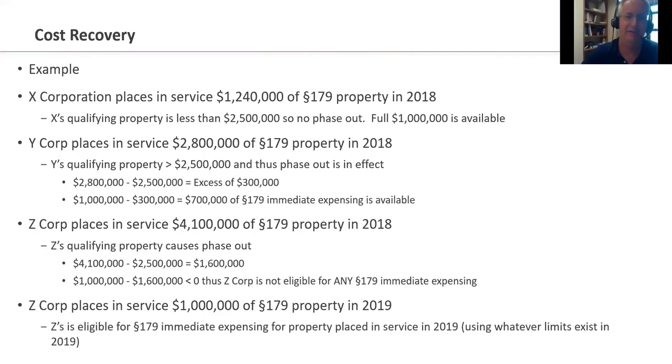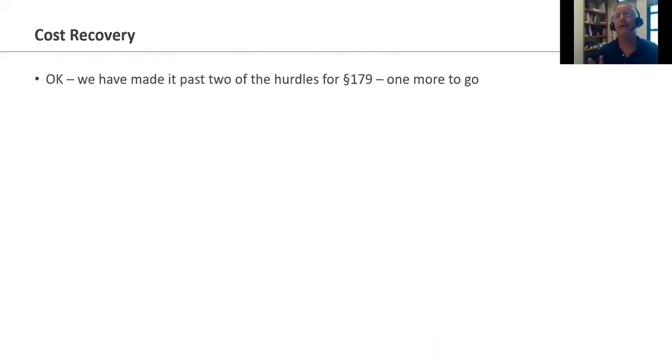Not for this class, but for your future life. All right, so we made it past two of the hurdles for 179, qualifying property and the amount.